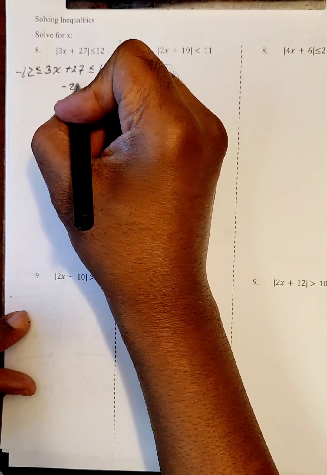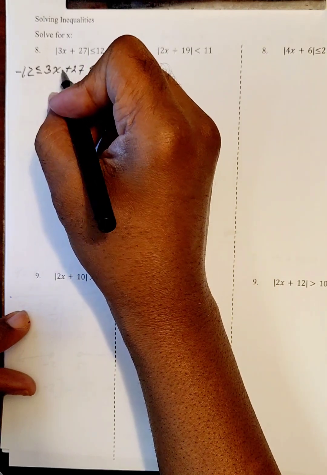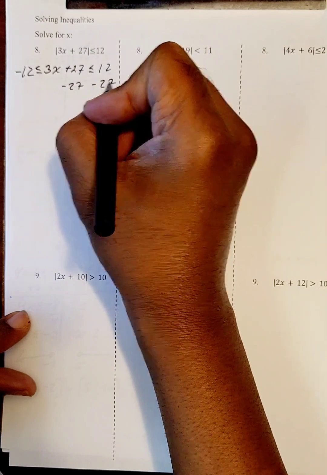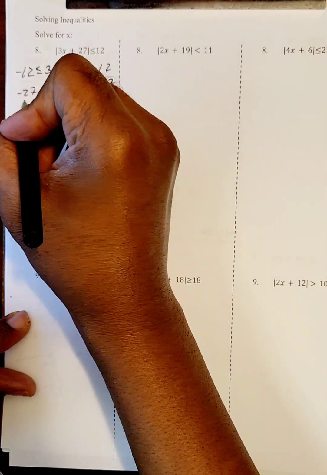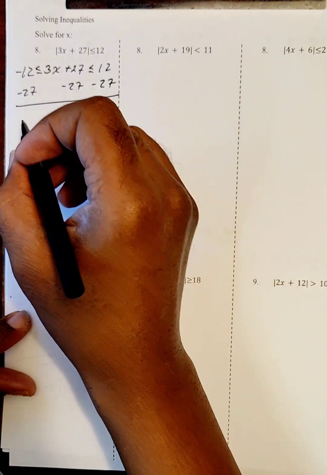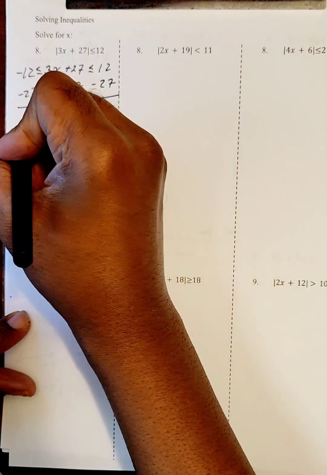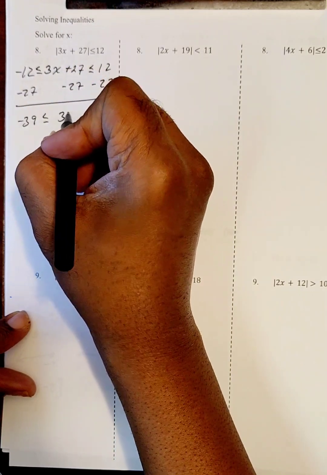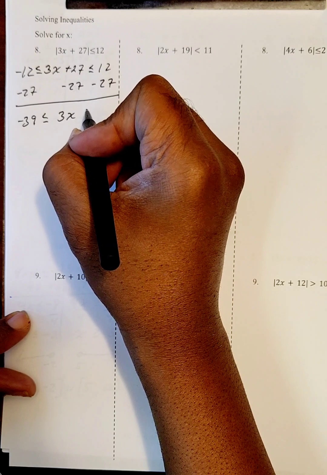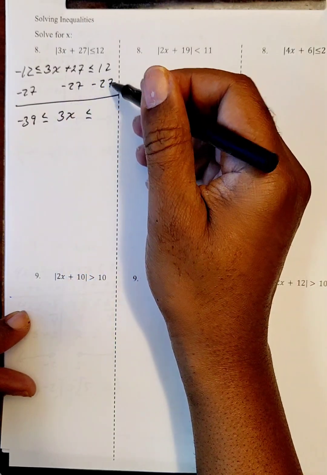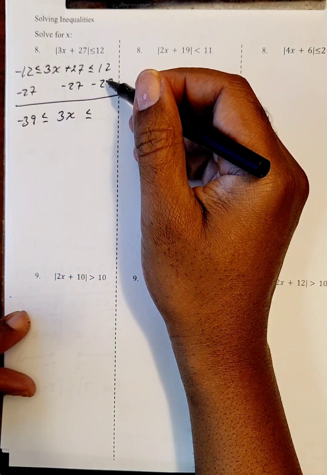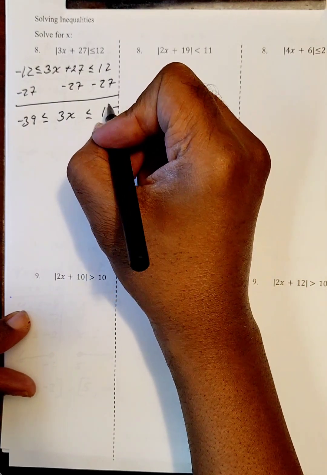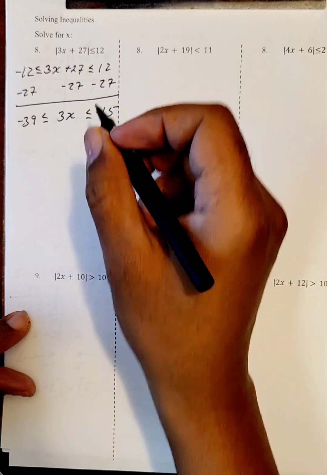I'm going to subtract 27 from the inside to solve for x, but what we do to the inside, you do to all sides. So we're going to subtract 27 from all sides. Same signs add, so this is going to be a negative 39, because the bigger sign wins, less than or equal to. There's 3x, and then less than or equal to. Different signs subtract, so what we're going to get is 1 and 5. And the bigger sign is negative, so this will be negative.